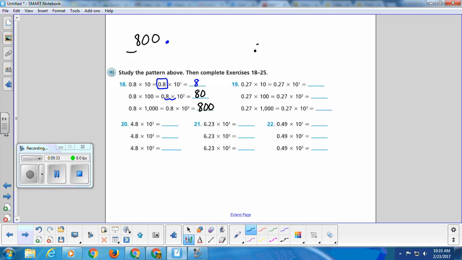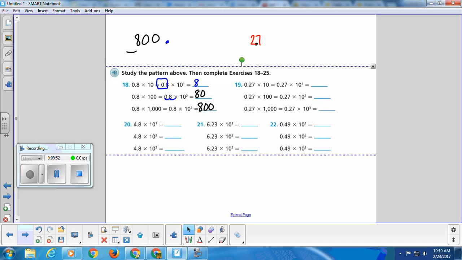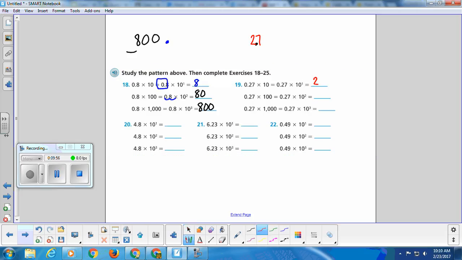So here I have 27, and I just wrote it as 72, sorry. I have 27 hundredths. If I'm multiplying it by 10, I'm going to move it one place because I'm multiplying by a whole number. So my answer is 2 and 7 tenths. Now, if I'm multiplying by 100, or 10 to the second power, I'm going to move it 2 places. 1, 2. So my answer is 27.